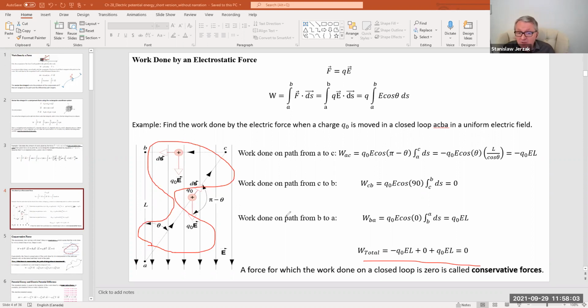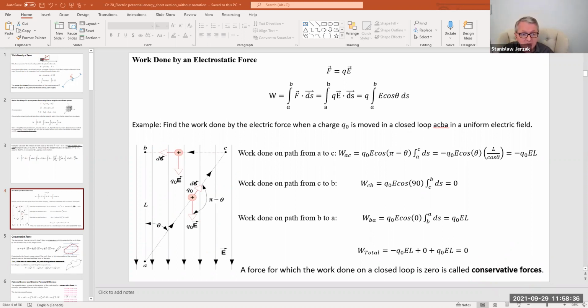So whenever the work done by a certain force on a closed loop is equal to 0, these types of forces we call conservative forces, as you remember from Physics 1801. And that concept of conservative forces is of huge importance. So I repeat again, if the work done by the force on a closed loop is 0, that type of force is called conservative. And you did talk about conservative forces in Physics 1800 as well, because gravitational force is also conservative.